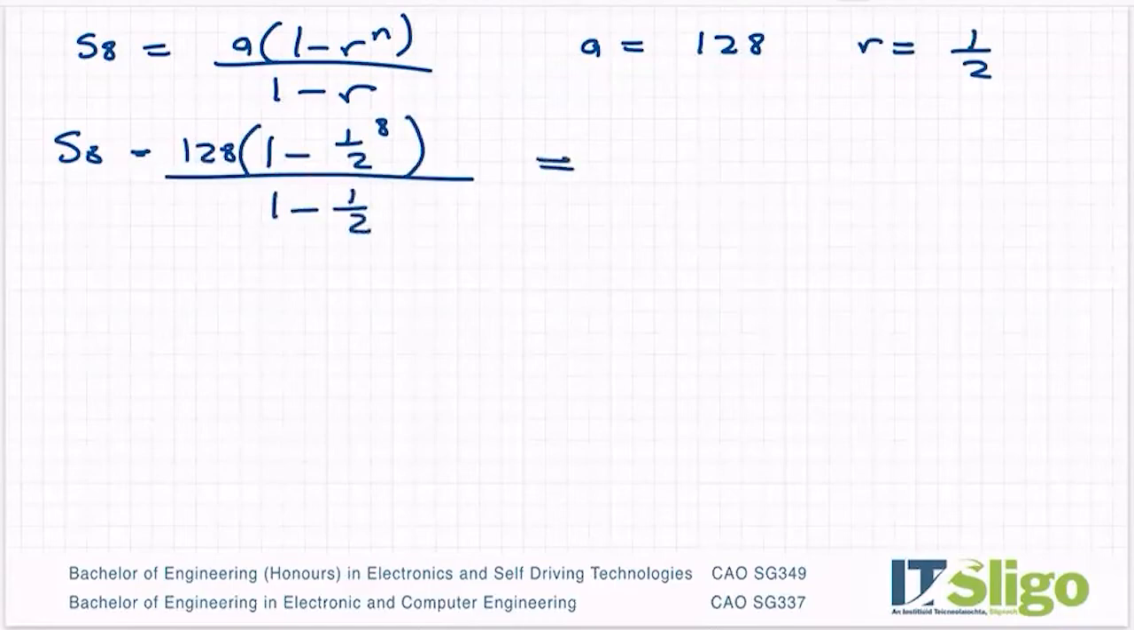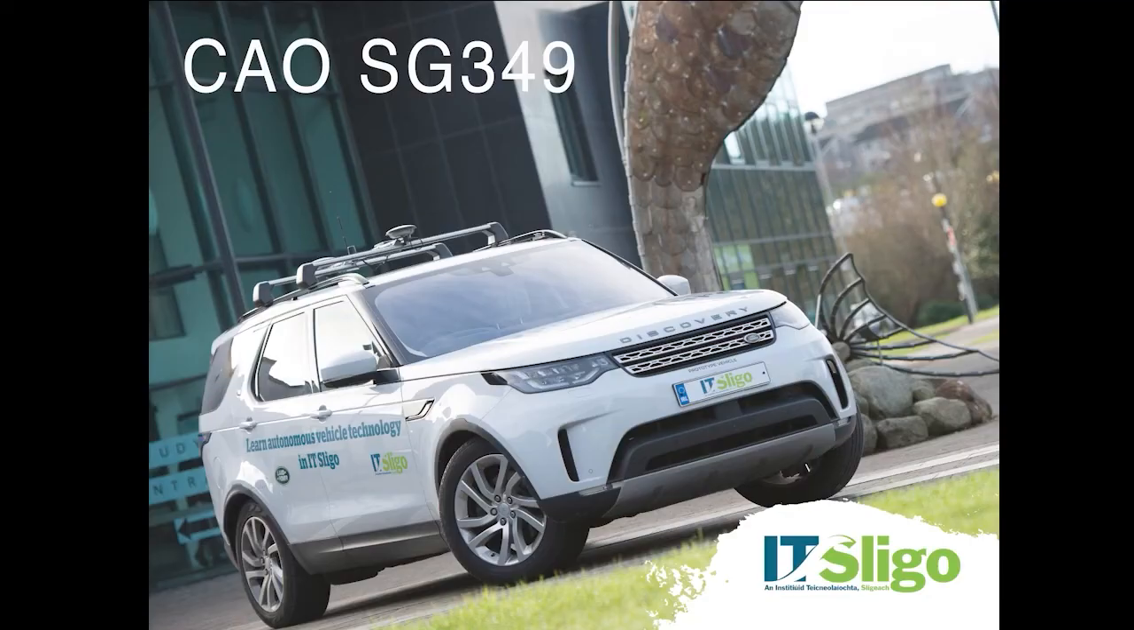So let's put that into the calculator and see what we get. So 128, let me hit the fraction button first, 128, bracket 1 minus a half to the power of 8, close my bracket, 1 minus a half again on the bottom. So 255 is what I'm getting for the first 8 terms.